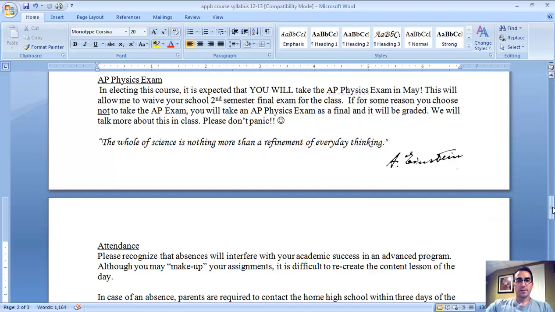And the AP exam is going to be in May. The date for this year's AP Physics test is May 13th. It's also the same day of the biology exam, so if you're going to be taking AP biology as well, just realize you're going to be taking 2 exams in the same day. Physics is always in the afternoon, and AP biology is in the morning.